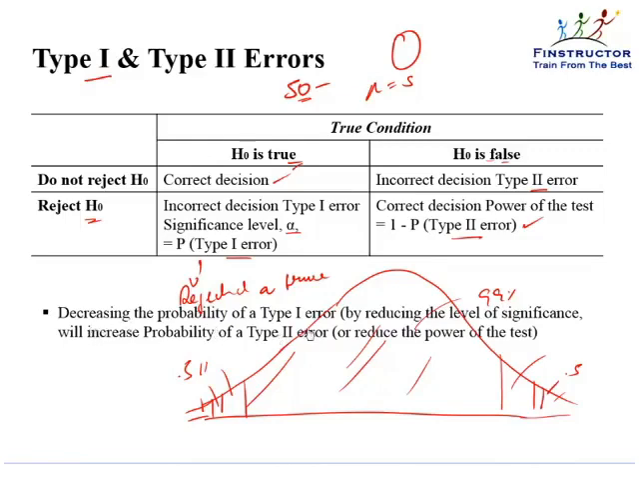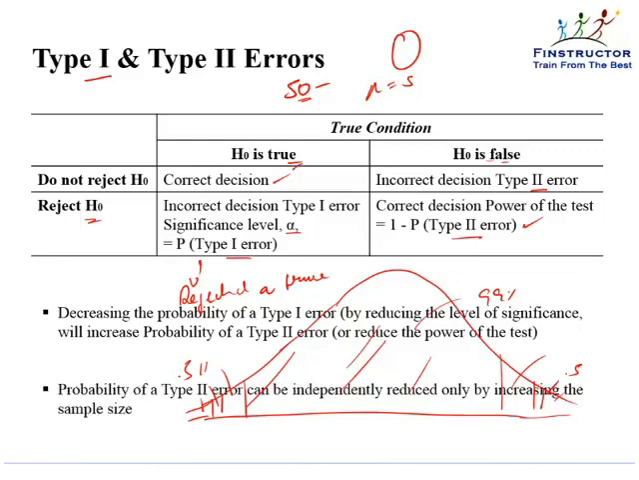Decreasing the probability of a type 1 error by reducing the level of significance will increase the probability of a type 2 error, or reduce the power of the test, which is 1 minus the probability of a type 2 error. Probability of a type 2 error can be independently reduced only by increasing the sample size. Otherwise, as you increase the probability of one, you will reduce the probability of another, and vice versa.